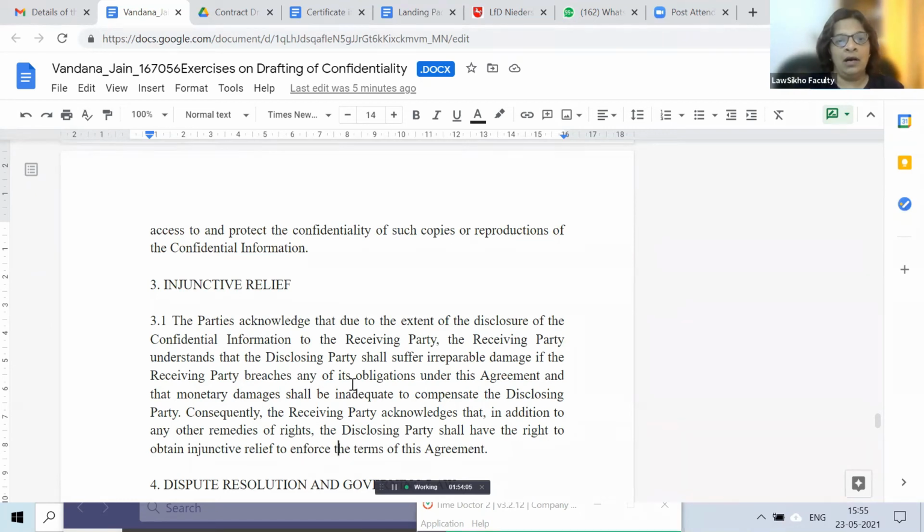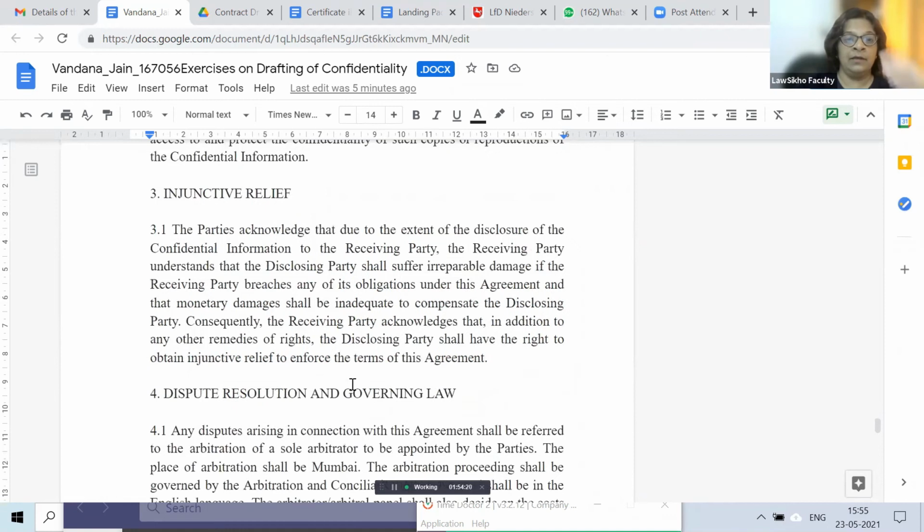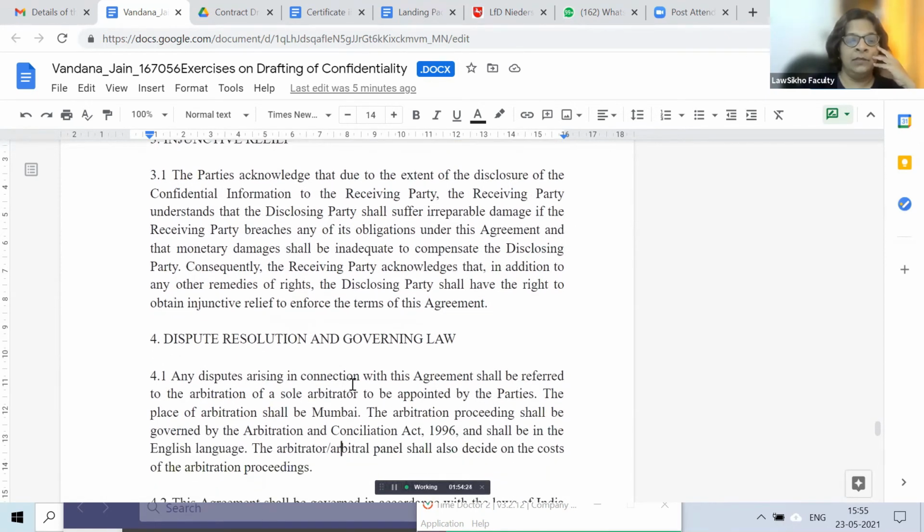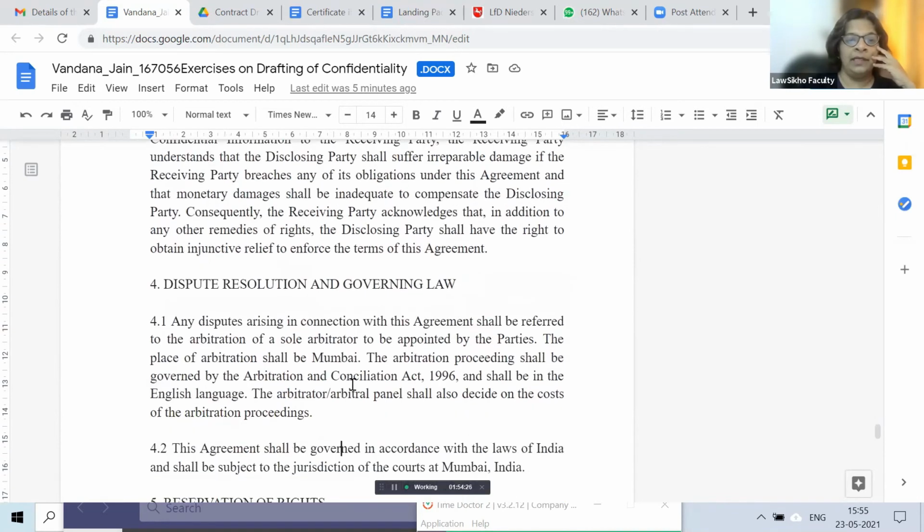So, to enforce the terms of this agreement, dispute resolution and governing law. Place of arbitration will be Mumbai.